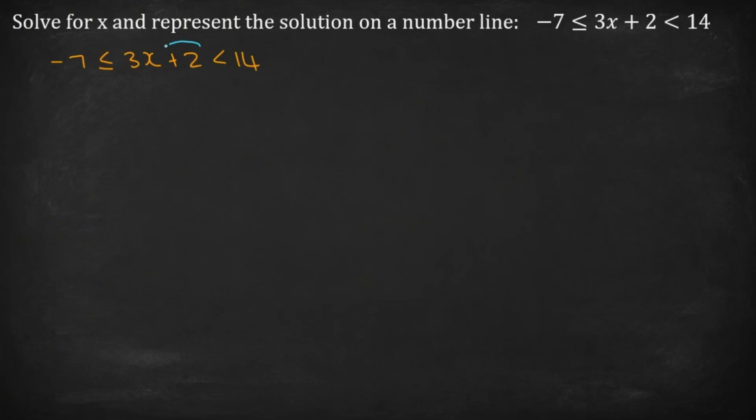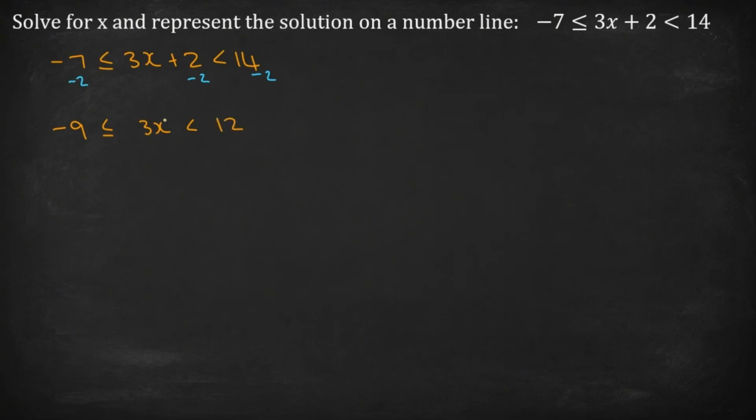So I'm going to start by removing this positive 2. So we do that by subtracting 2 from the left, the middle, and the right. So let's rewrite this inequality. So we've got negative 9 is less or equal to, and then we have 3x, and here it is less than, and 14 minus 2 is 12.